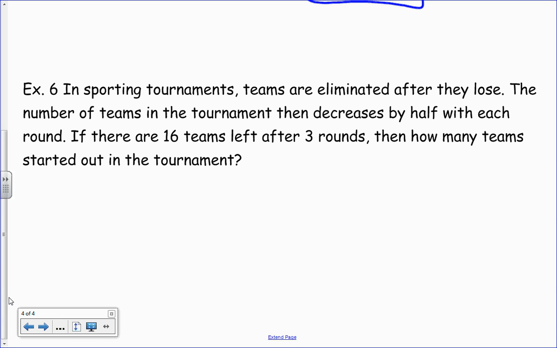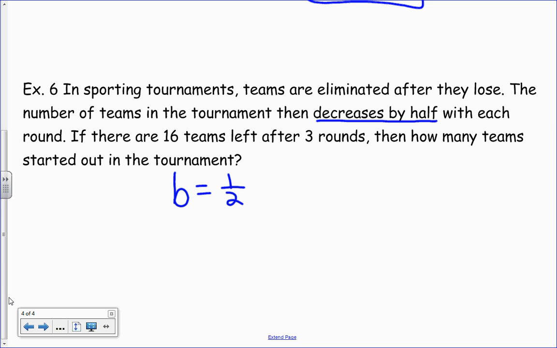The last one, in sporting tournaments, teams are eliminated after they lose. The number of teams in the tournament decreases by half. So that means our B value is 1/2 or 0.5 with each round. If there are 16 teams left after 3 rounds, how many teams started the tournament?